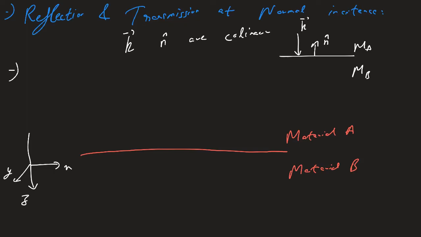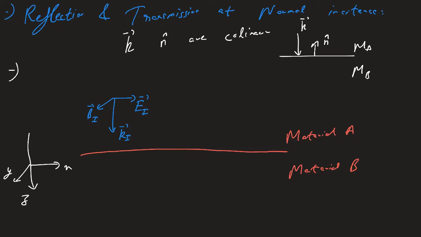Over here, this is our k incident vector. It's coming towards the surface. Our electric field is of course orthogonal. So in blue here, this is the incident electric field. And our magnetic field is orthogonal to both the electric field and the k vector. And so this is B. So the subscript I here means this is B incident, this is E incident, this is the incident k vector.